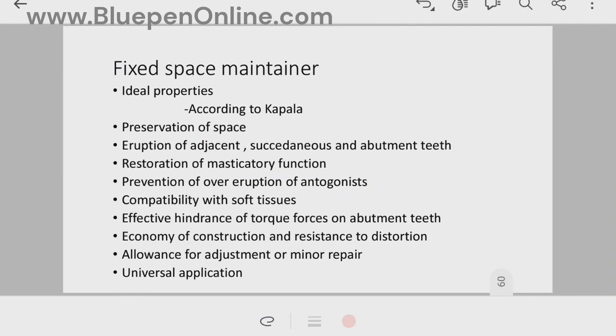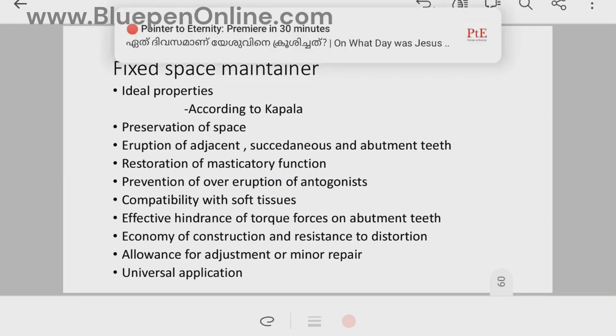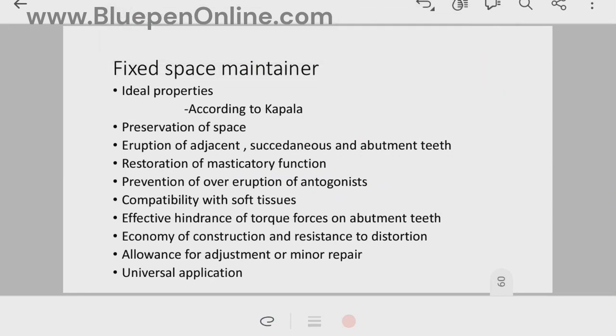Okay, now fixed space maintainers. These are the ideal properties of fixed space maintainers. They will preserve the space. They help the eruption of the adjacent teeth and the permanent teeth, right? Restoration of masticatory function, prevention of overeruption of antagonist, compatibility with the soft tissues, effective hindrance of torque forces on the abutment teeth, economy of construction and resistance to distortion, allowance for adjustment or minor repairs, universal application. These are the ideal properties of fixed space maintainers.